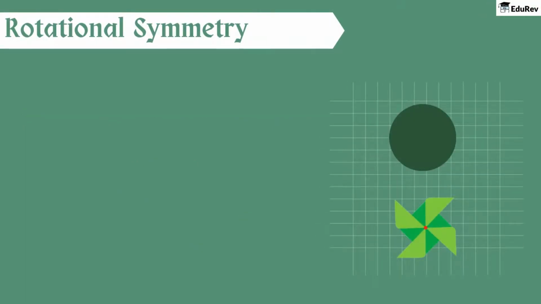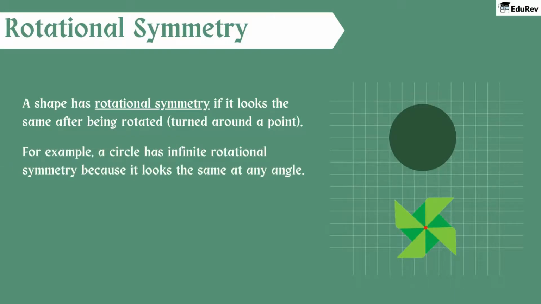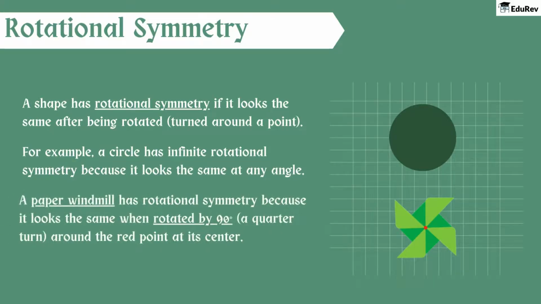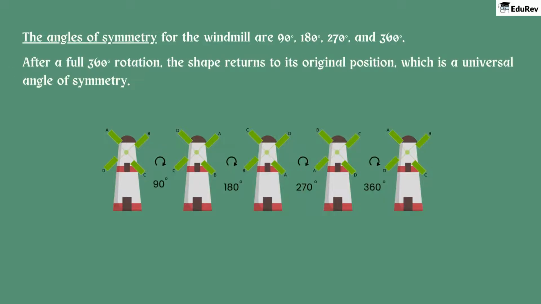Rotational symmetry. A shape has rotational symmetry if it looks the same after being rotated, turned around a point. For example, a circle has infinite rotational symmetry because it looks the same at any angle. A paper windmill has rotational symmetry because it looks the same when rotated by 90 degrees, a quarter turn around the red point at its center. The angles of symmetry for the windmill are 90 degrees, 180 degrees, 270 degrees, and 360 degrees. After a full 360 degrees rotation, the shape returns to its original position, which is a universal angle of symmetry.